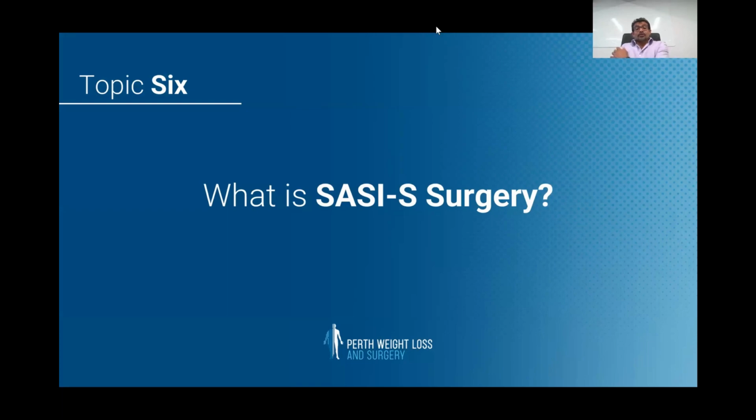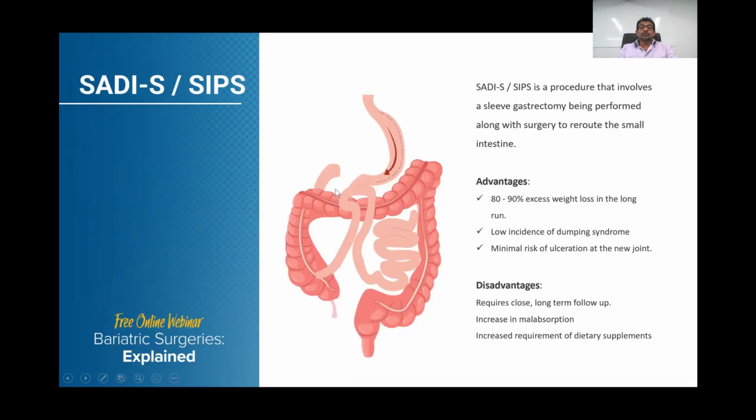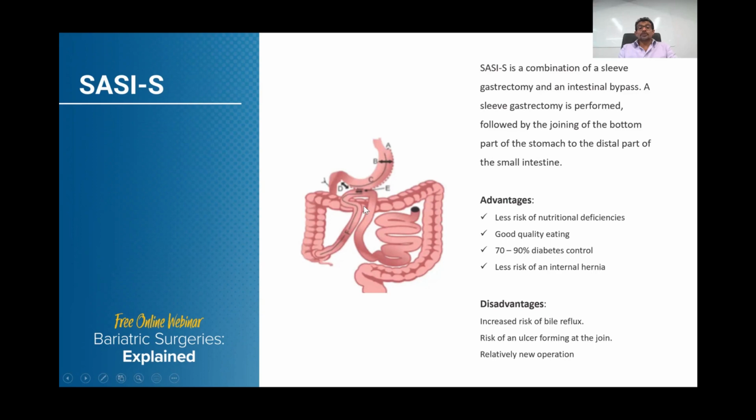Then there's a new one called a SASI procedure. This is what's called a sleeve gastrectomy and ileal bypass, where a sleeve gastrectomy is done and the bowel is joined straight onto the sleeve. In the previous SADI procedure, it's actually joined to the duodenum, or the first part of your small bowel. Here, in this procedure, we join the stomach to the small bowel directly from the sleeve.